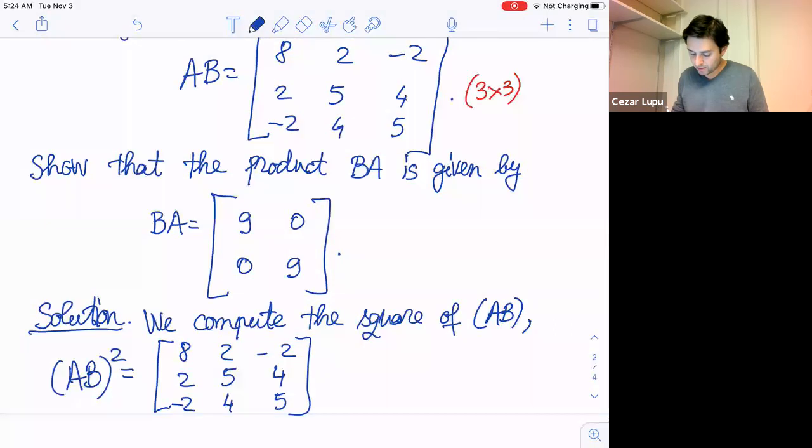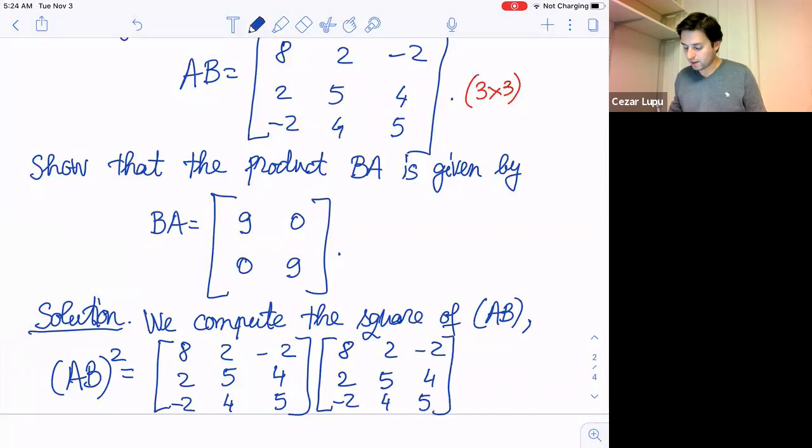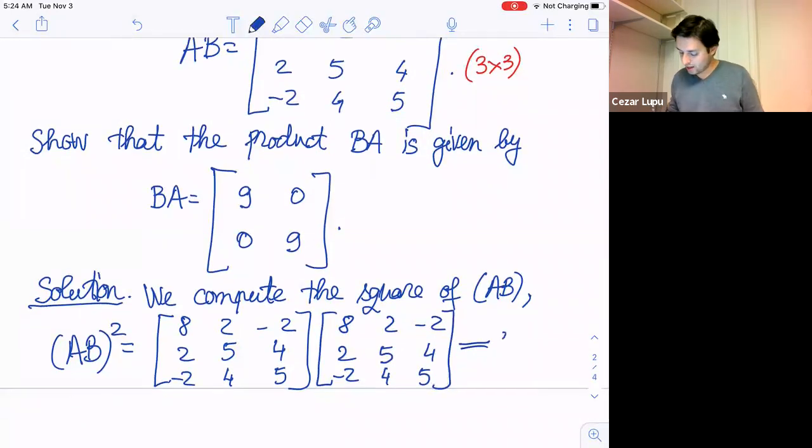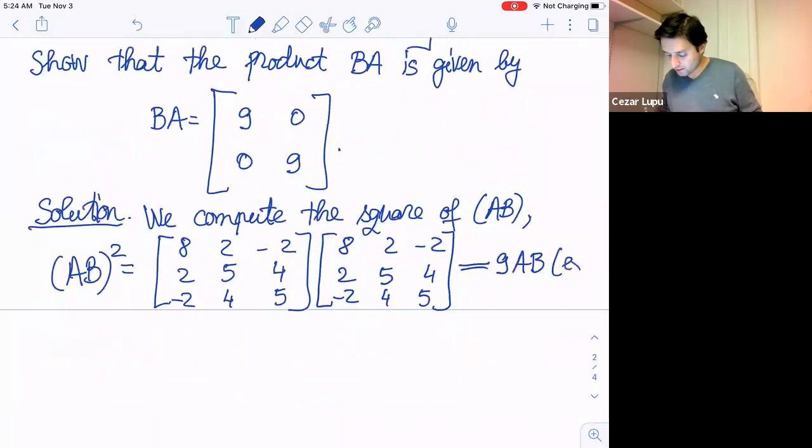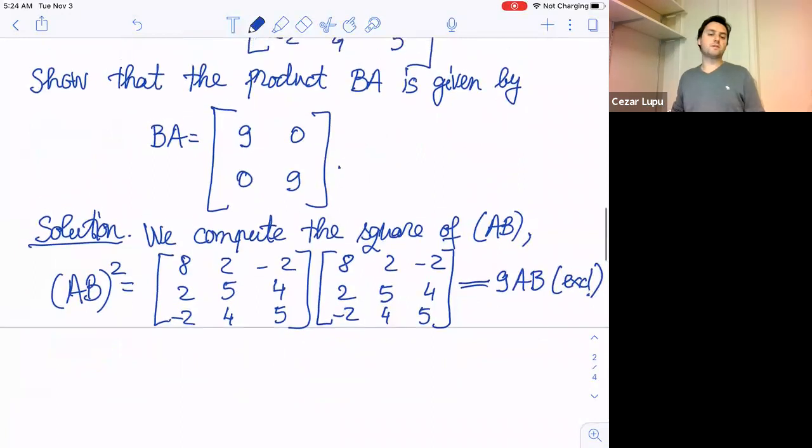And if you compute this, I'll leave it to you as an exercise to compute it. It will give you nothing else than just 9 times AB. Like I said, this computation, I don't want to lose my time with this, but it will give you this. That's very interesting. That's the interesting part.